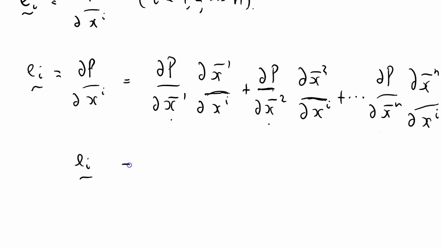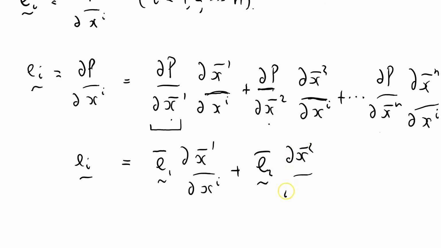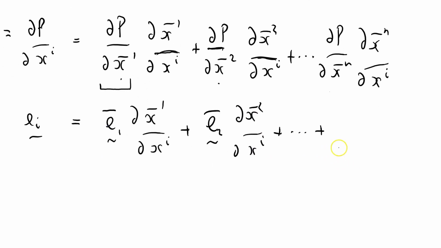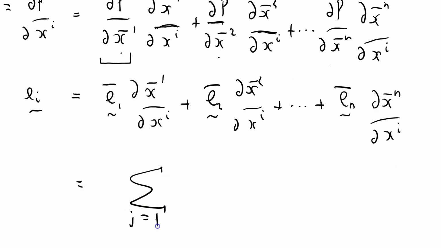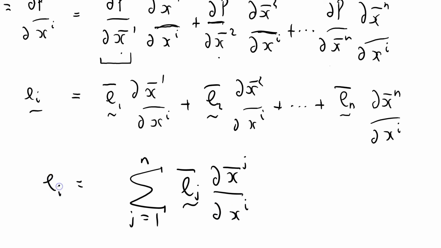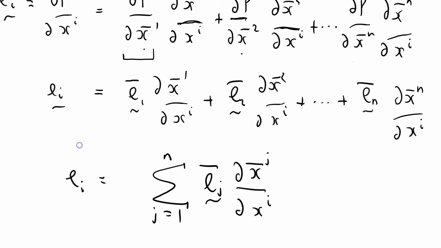Now then again, so I've got Ei equals this thing here. And of course, this thing here is just equal to E1 bar ∂x bar 1 by ∂xi plus E2 bar, because this is ∂P by ∂x bar 2, ∂x bar 2 by ∂xi, plus all the way along to En bar ∂x bar n by ∂xi, equals the sum over j from 1 to n of Ej bar ∂x bar j by ∂xi. Now, of course, there are easier ways to write this, and I'll introduce Einstein's summation convention at a later time, but it gets a bit confusing at the moment. I just want to do things one step at a time.